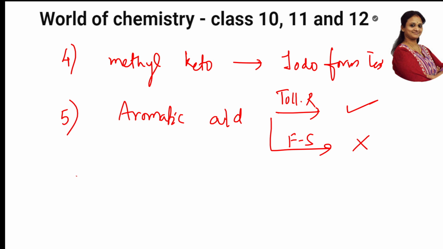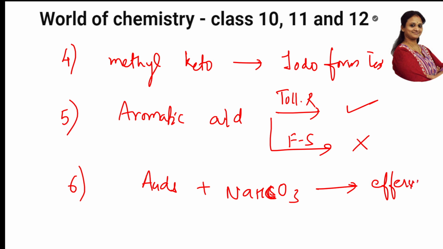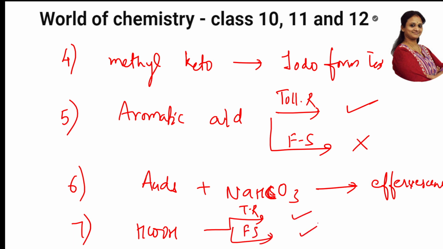Then I did carboxylic acids. Carboxylic acids react with NaHCO3, and they give effervescence, carbon dioxide bubbles. Then I also gave you formic acid. Formic acid reacts with Tollens' reagent and with Fehling solution also. Both tests will be positive, students. Done.